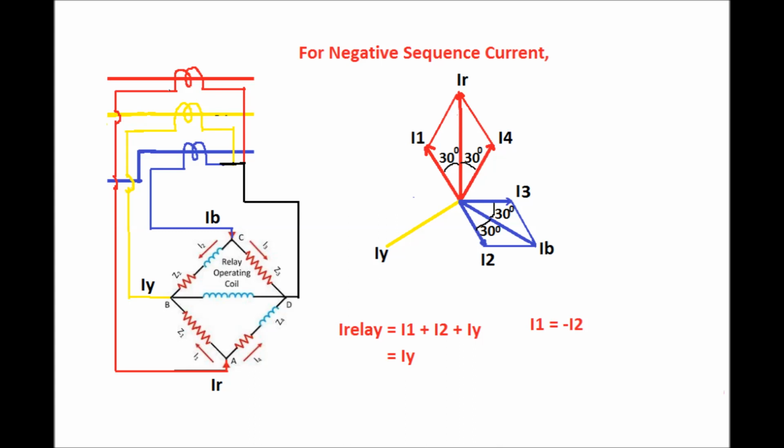Again the relay current is the sum of I1 plus I2 plus the yellow phase current. From the phasor diagram we can see that the magnitudes of I1 and I2 are equal but in phase opposition, that is 180 degrees apart, that is I1 is equal to minus I2. So the relay current is the sum of the two components plus IY. Since I1 is equal to minus I2, the relay current is equal to IY. So the relay will operate under negative sequence current.